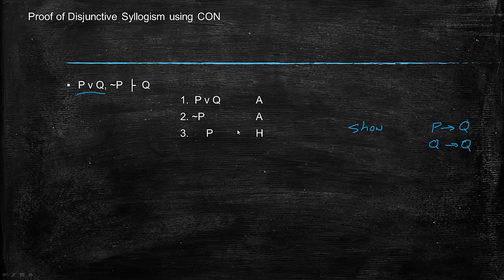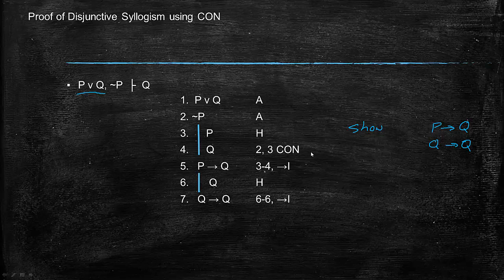So hypothesize P, we immediately get a contradiction. So by our contradiction rule, we can write 2, 3, contradiction. And therefore, we have if P, then Q. So we drop a line, and we just demonstrate if Q, then Q in the usual way. And drop another line, and we have Q, demonstrated by the disjunction elimination rule, using 1, 5, and 7.